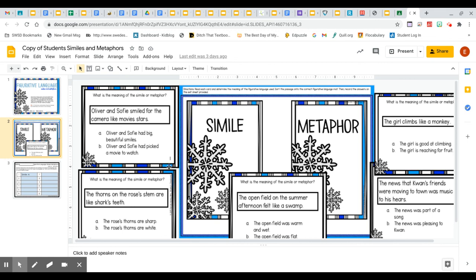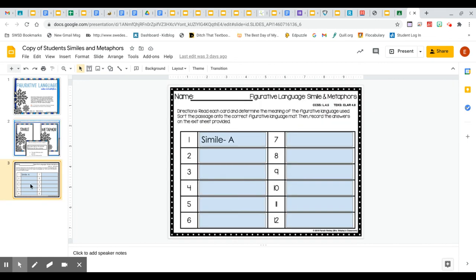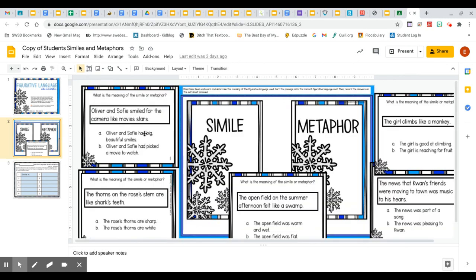So I'm going to go number one. I'm going to go to the card. I'm going to say number one is a simile. And the answer was A. Oliver and Sophie had big, beautiful smiles. So that's how you'll do that.